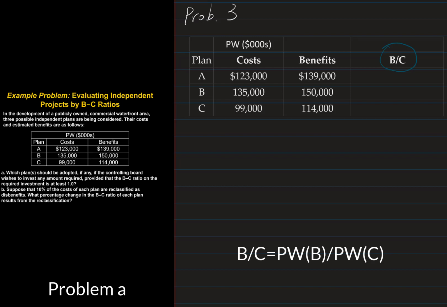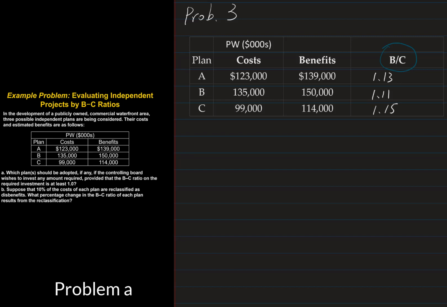So the ratio for A is 1.13, for B is 1.11, and for C is 1.15. Since they are all greater than 1, we're going to conclude that all the projects are acceptable.